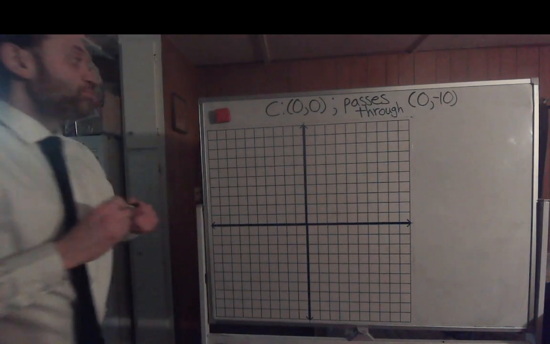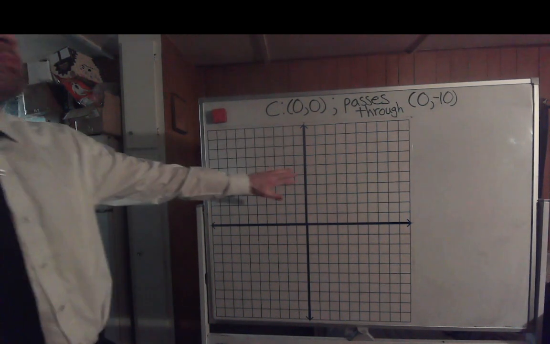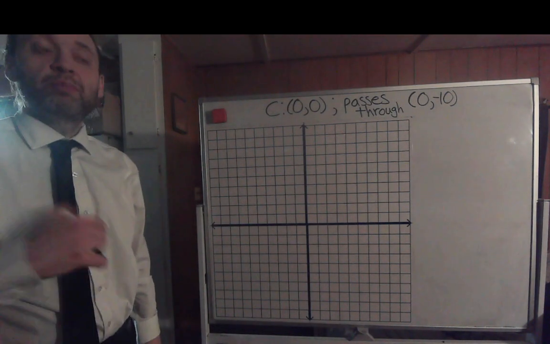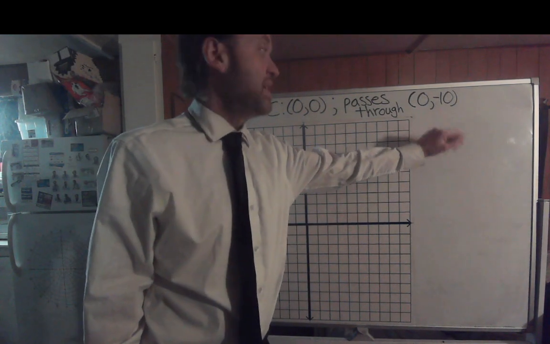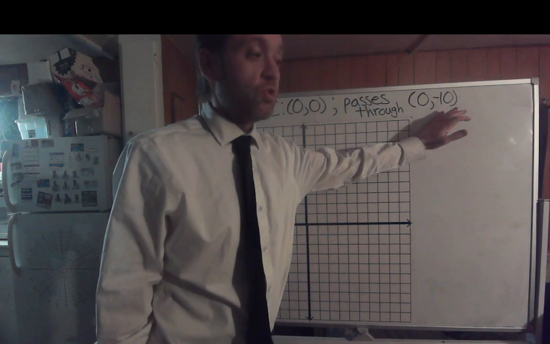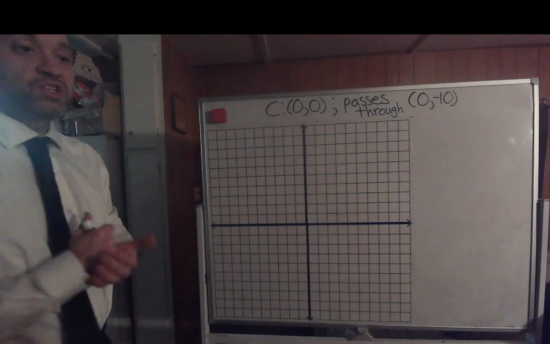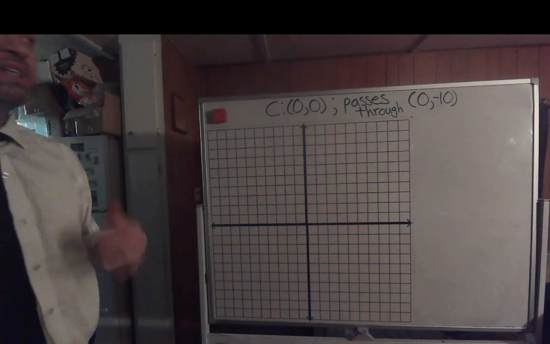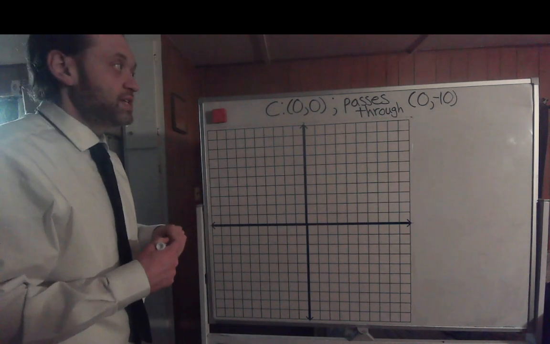Alright, so you have a circle with the center 0, 0 and it passes through the point 0, negative 10. So what does that mean that it passes through? That means 0, negative 10 is on the circle. What we don't know for sure is the radius. We know the center, but we don't know the radius. How are you going to find the radius since it passes through the point 0, negative 10?